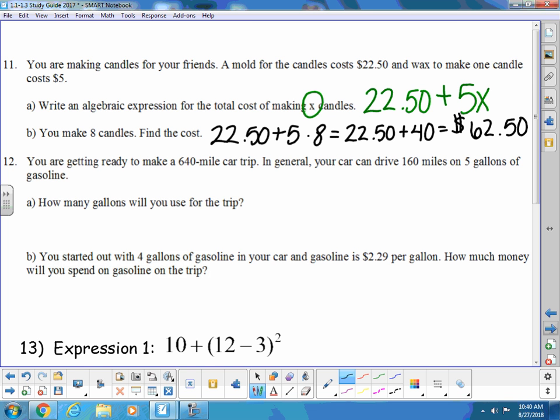Okay, if I have 3 candles, multiply that by 5 and add on the $22.50. So in general, I'm taking my variable, multiplying it by 5 and adding $22.50 every time, and that tells you what your expression is going to look like.